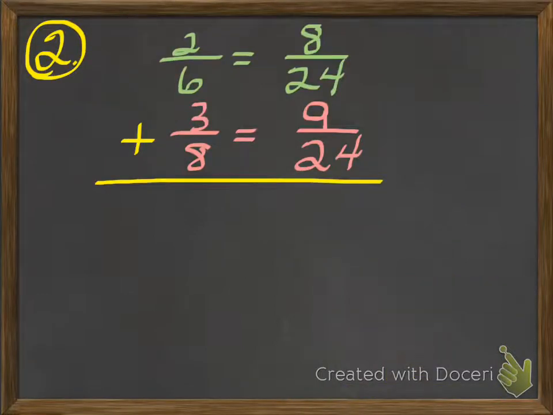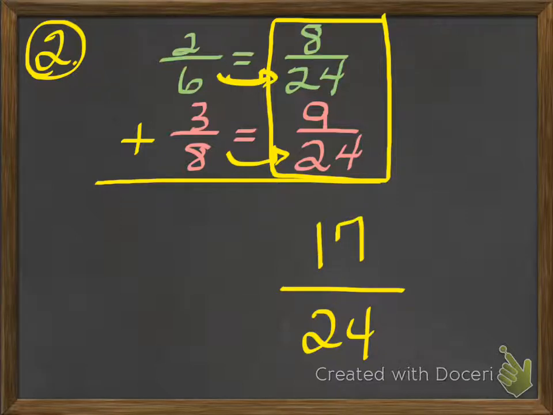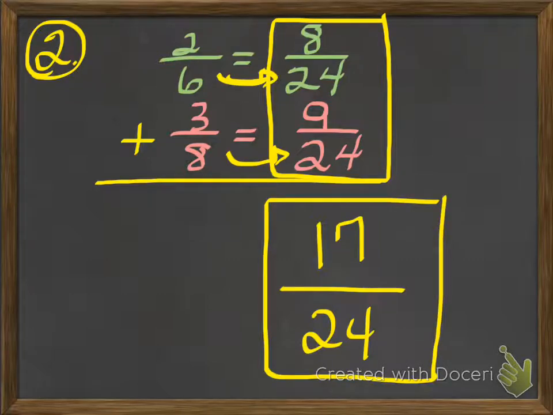Number 2. I have 2/6 plus 3/8. They went ahead and gave you a common denominator of 24. 2/6 is changed to 8/24 and 3/8 is changed to 9/24. Then all I have to do is add those together. So I'm going to add 8/24 plus 9/24. The denominator still stays the same. It's 24ths, and I'm just adding 8 plus 9. 8 plus 9 is 17. So my answer is 17/24. If I could, I would simplify, but this is already simplified to its lowest fraction.